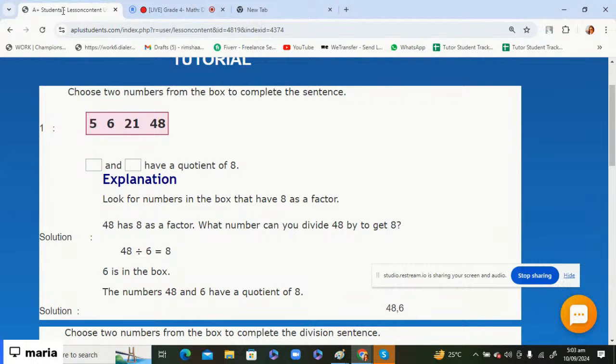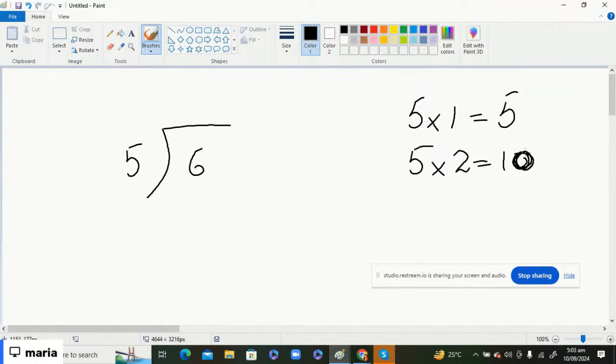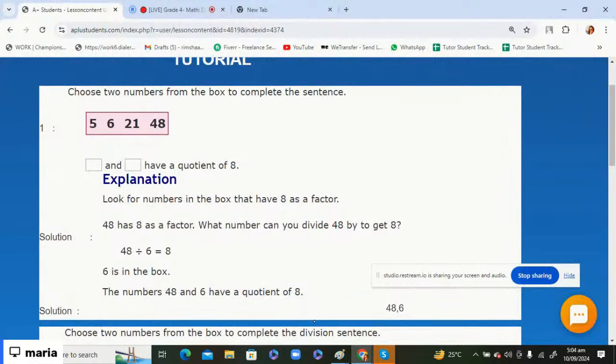First of all, let me take these first two numbers, that is 5 and 6. Let's divide this one. 5 is outside and 6 inside. So 5 times which number is closest to 6? From the table of 5, 5 times 1 is 5 and 5 times 2 is 10. So this one is bigger. So we always put the smaller, closest number. So the closest number is 5 times 1 is 5. Let's put it here, and subtracting we get 1. Here the quotient is 1 and the remainder is 1. So it means these two numbers are not the answer.